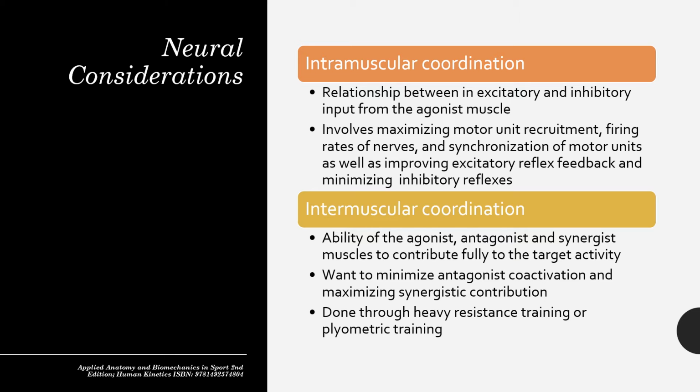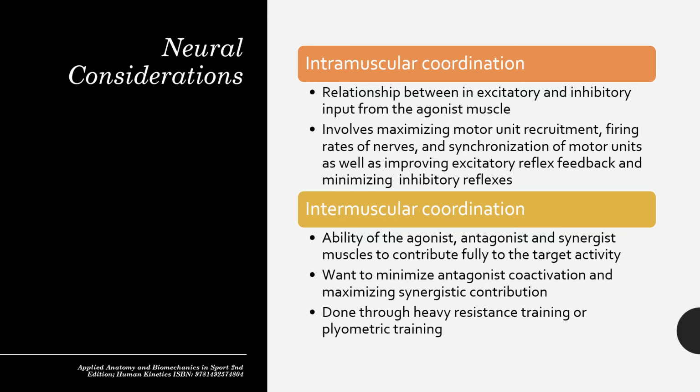Also within that muscle and its coordination for contraction, we need to look at the motor unit recruitment. Are we looking at large or small motor units, type 1, type 2 motor units? We also need to look at the firing rates of those particular nerves. Is there something that's speeding up or inhibiting this signal? So for example, a reaction versus a reflex. And then we need to look at the synchronization of those motor units through our motor learning patterns. We also need to look at things that could improve our excitatory reflex feedback and minimize those inhibitory reflexes. This is usually done through practice, motor skills development, and repetition.